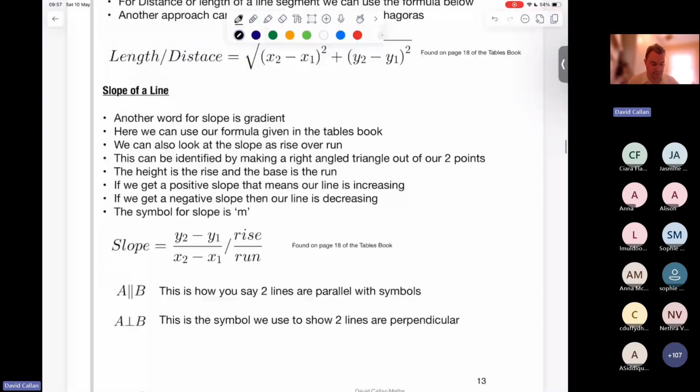Slope of a line, I just kind of brought in some terminology there for you, like the gradient is another way to say it. And you have your formula. Don't forget about rise over run. Don't forget about parallel and perpendicular and those words and what they mean.